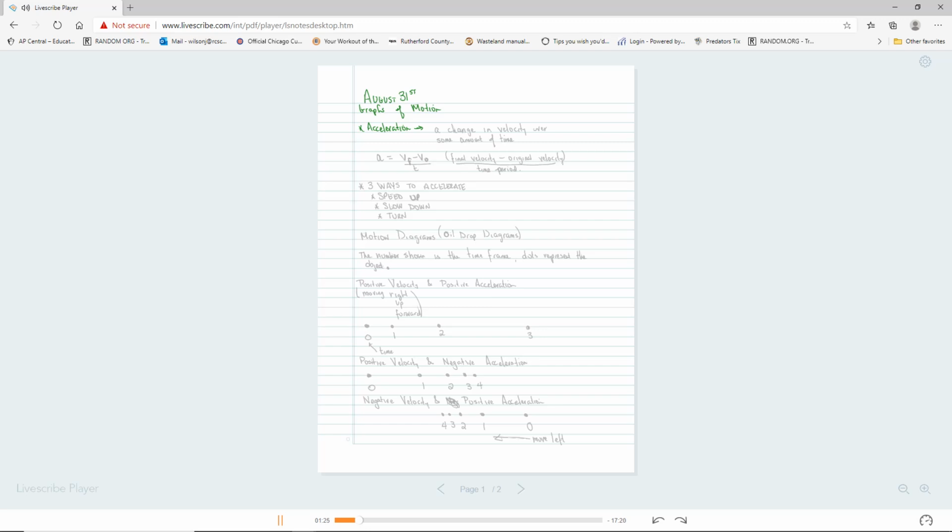But in physics, acceleration is going to be any change in speed. Okay? And in fact, it's going to be change in velocity. So acceleration is a change in velocity over some amount of time. So we can write it as a formula. Acceleration is final velocity minus original velocity over time.